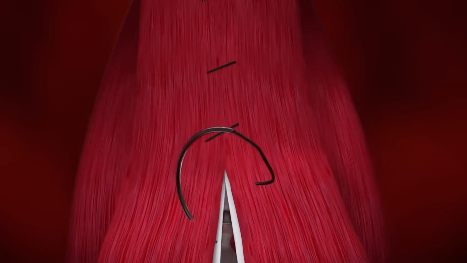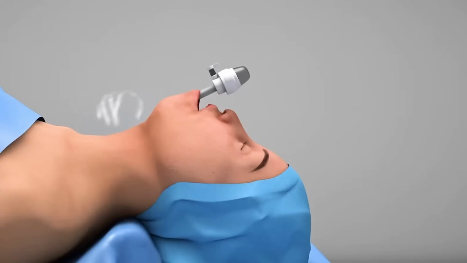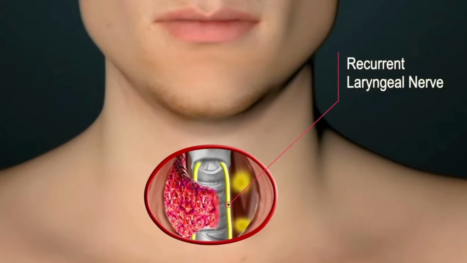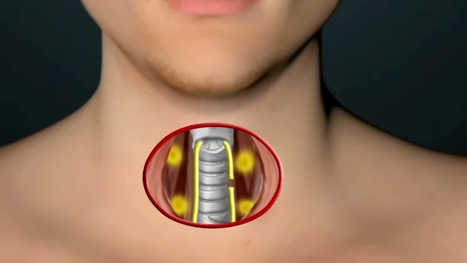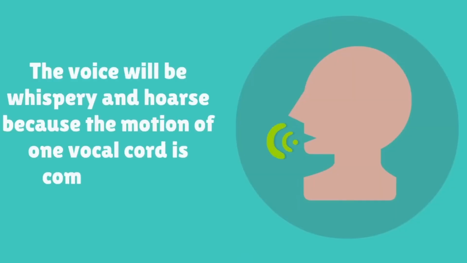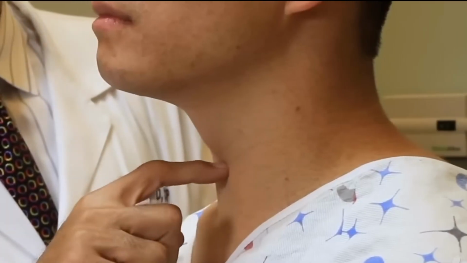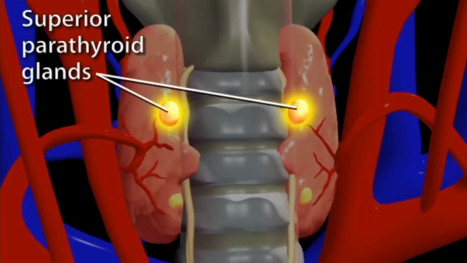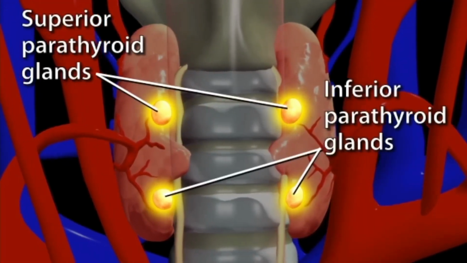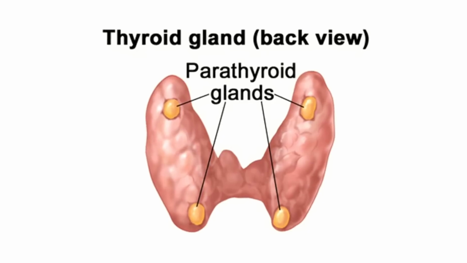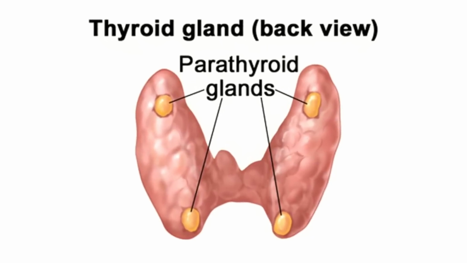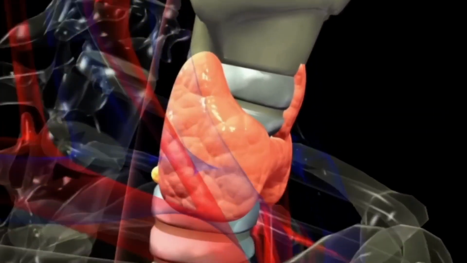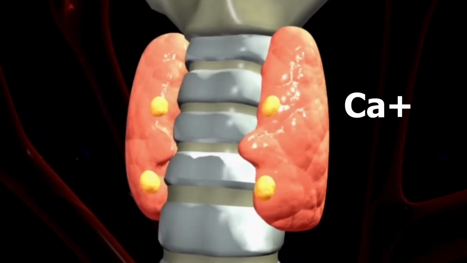Possible complications include injury to the recurrent laryngeal nerve, which controls the vocal cords. If damaged, the patient may experience hoarseness or difficulty speaking, which can be permanent. Parathyroid gland injury. These are 4 tiny glands, the size of lentils, located behind the thyroid, which regulate calcium levels in the body. Sometimes they are removed along with the thyroid.